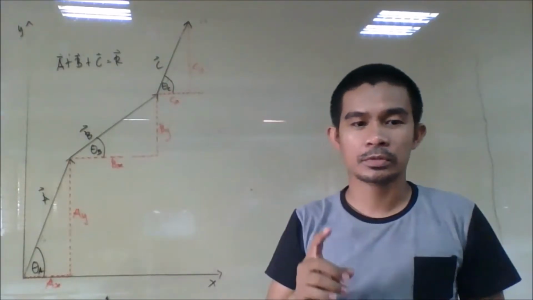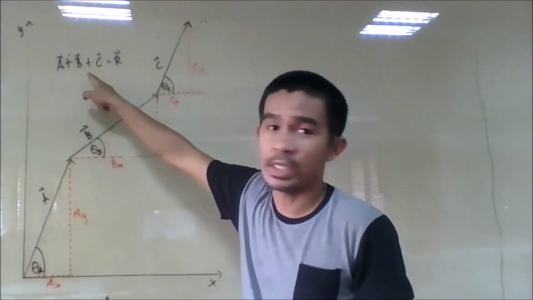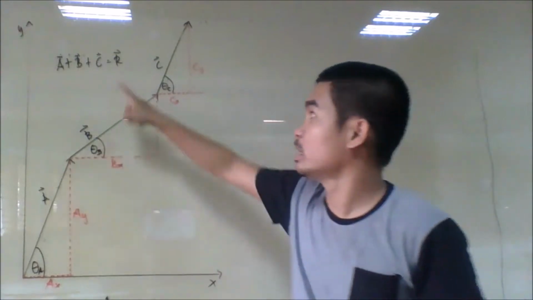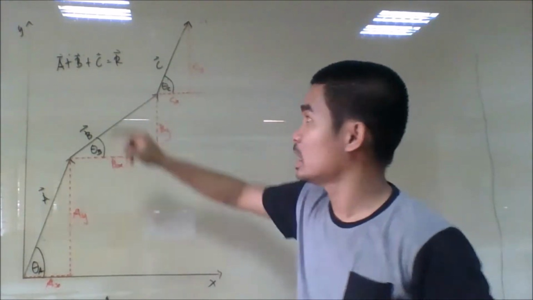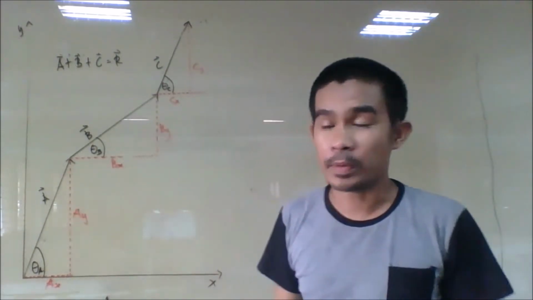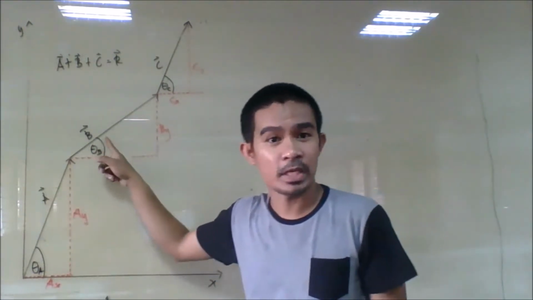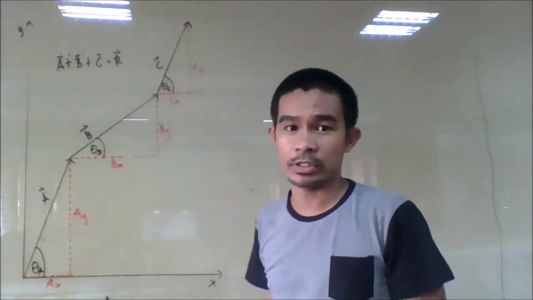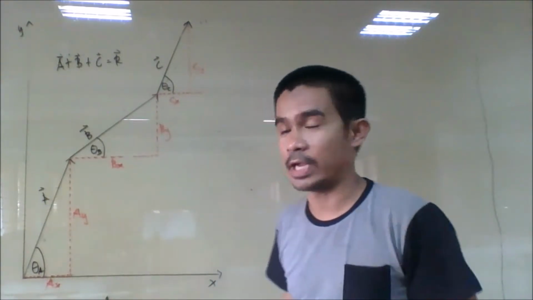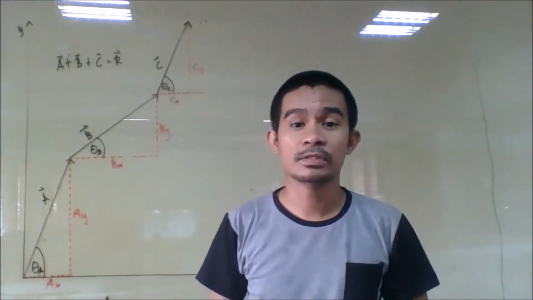Suppose we are going to find the sum of these three vectors, vector A, vector B, and vector C, and the sum is represented by R. I will name the sum of these three vectors as vector R. Each vector has its x and y component. Suppose this is the position of vector A, this is the position of vector B, and this is the position of vector C. And we have theta of A as the direction of vector A, theta of B as the direction of vector B, and theta of C as the direction of vector C.